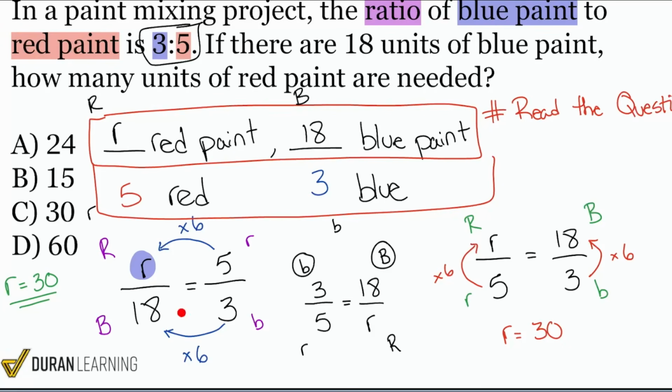Again, you can set up a proportion any which way you like, as long as you are comparing the same things in the same way. You will still get the same correct answer. 30 on this one, 30 on this one. You'll still get 30 over here, because everything is compared in the same way. As long as you do that, the rest is history.